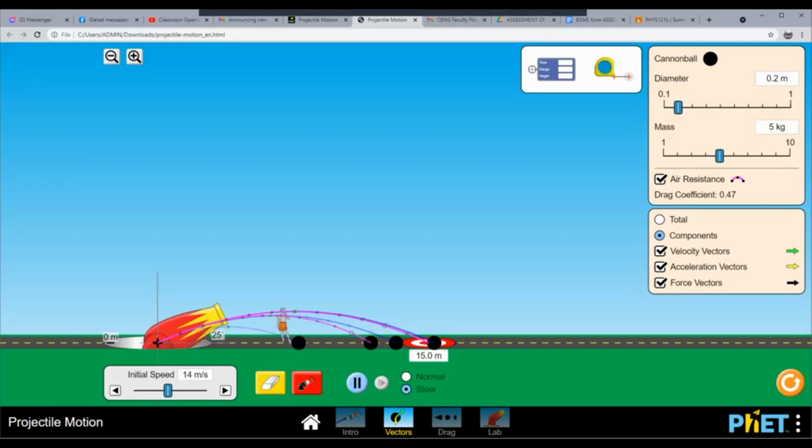May effect ba ang diameter o wala? Meron. Meron o wala? Meron po. Okay, so let us try. Sige, tingnan natin kung anong mangyayari. Pinalaki naman natin yung diameter. From 0.8, ginawa nating 1 meter.